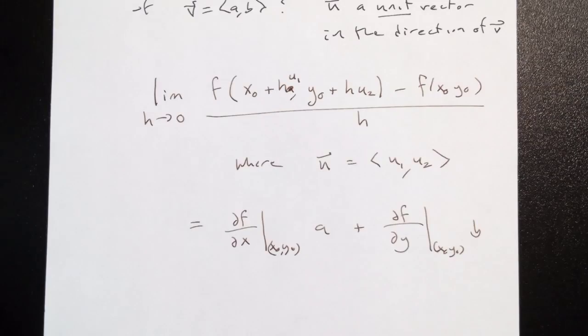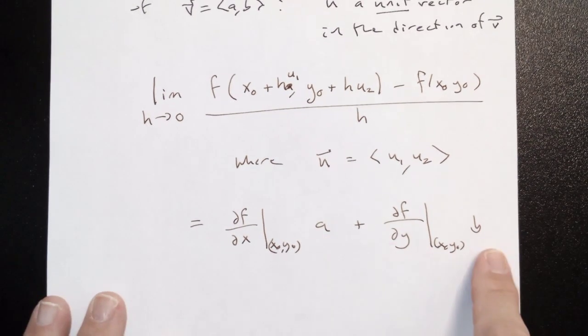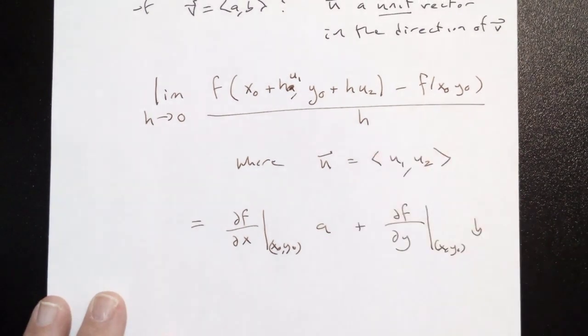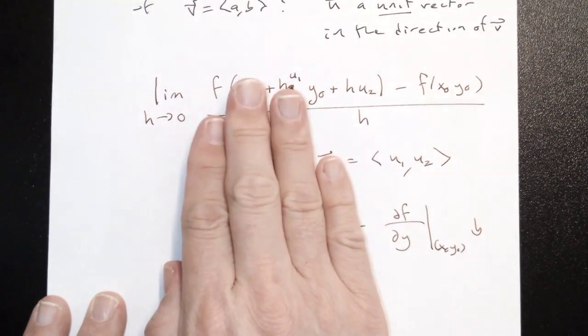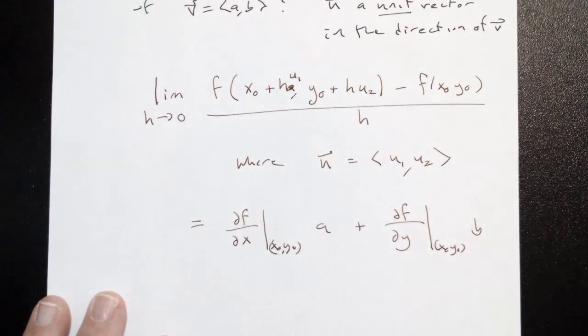Notice, if we're going in the i direction, then a is 1 and b is 0, and we just get partial derivative with respect to x. If we're going in the y direction, that's j. a is 0, b is 1. We just get partial with respect to y. It's an average between the two.